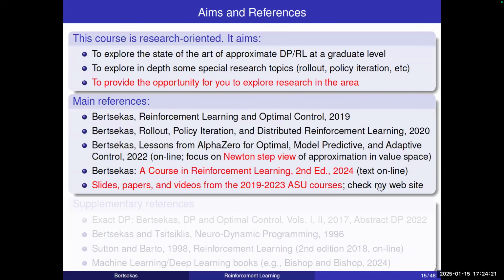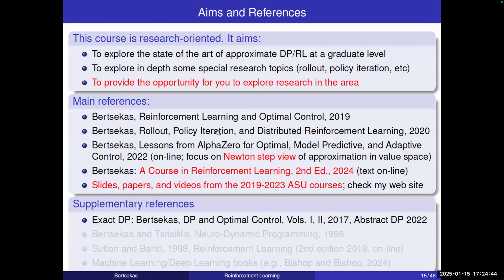Also, my website, which was given on the first slide, has a lot of additional material: slides and videos from the previous offerings of the class, and various supporting research papers, review papers, and so on. So all of this is sufficient as textbook. However, there are also some additional sources that you can consult.